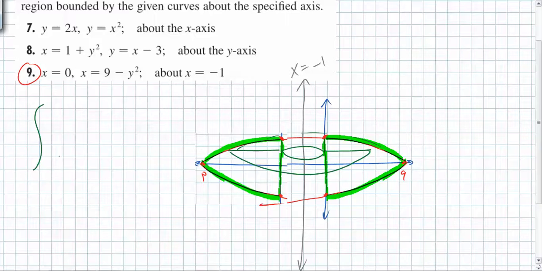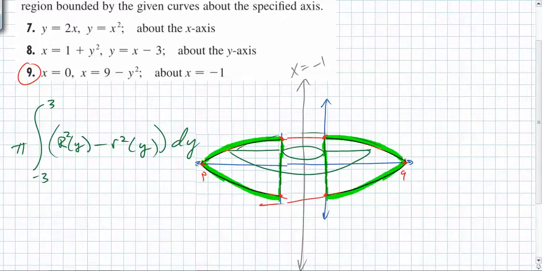Okay, so I want to help you out here. If you do this with dy, what's the lowest y value? Okay, so if you do it to negative 3, okay, we can do it. Fine, that's actually fine. You're absolutely right. I'm sorry, this is a lot easier than I thought it was going to be. So it's going to be pi from negative 3 to 3 of the big radius squared in terms of y minus the little radius squared in terms of y. What's the little radius? Yeah, we know that r of y is 1.